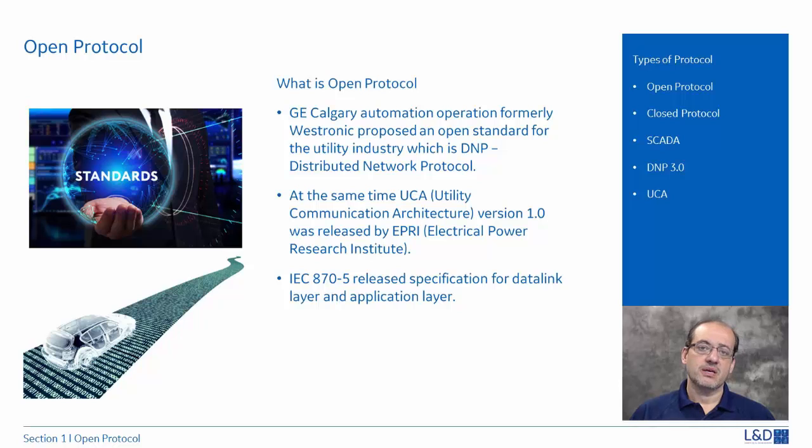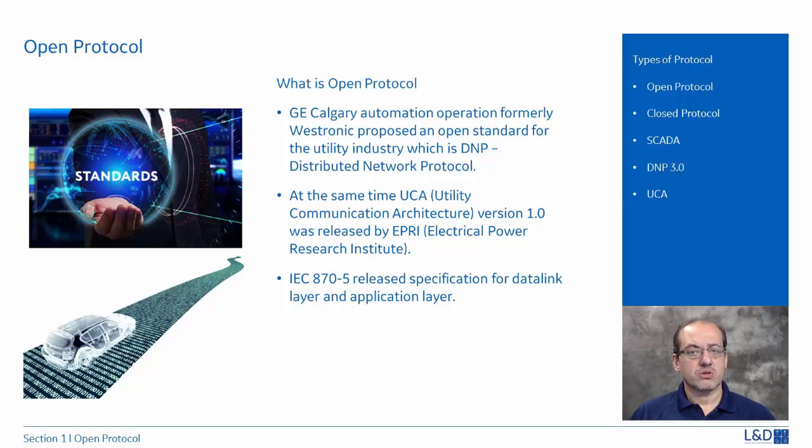During the same time, there were other efforts to develop other open or shared protocols. For example, the IEEE UCA protocol, or Utility Communication Architecture, which was led by EPRI, the Electric Power Research Institute, was in development. And the IEC 870-5 was also in development.